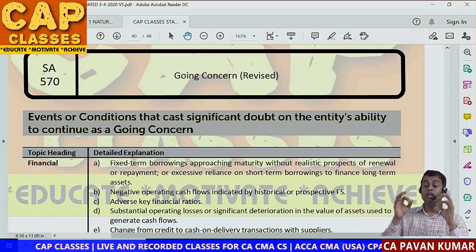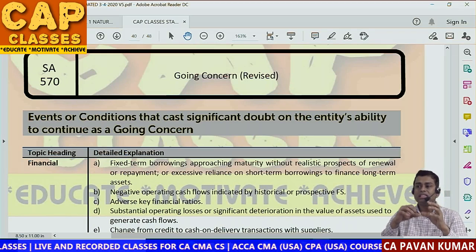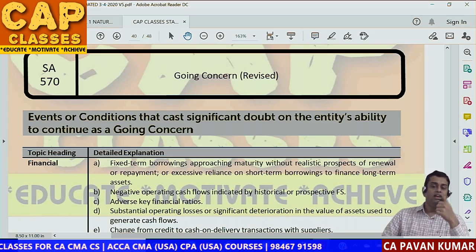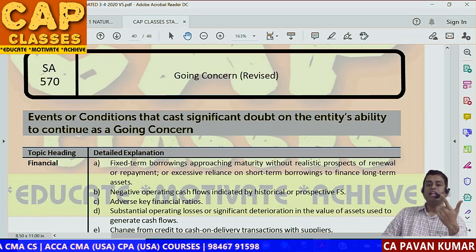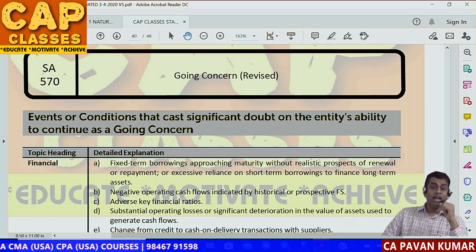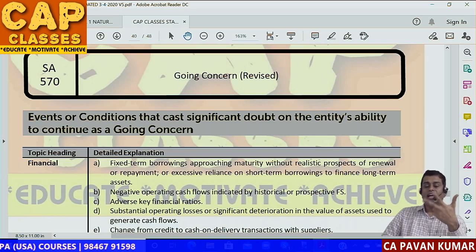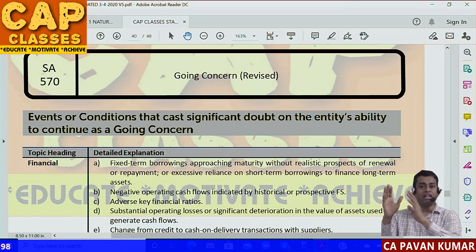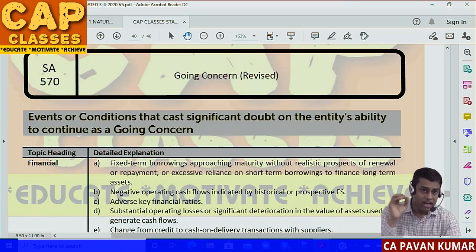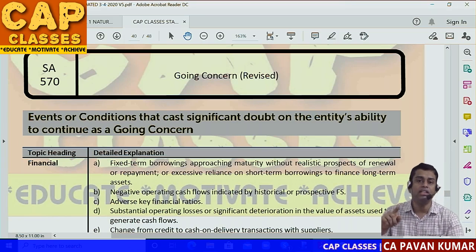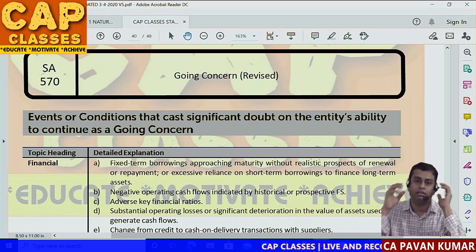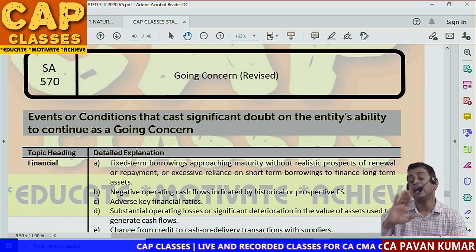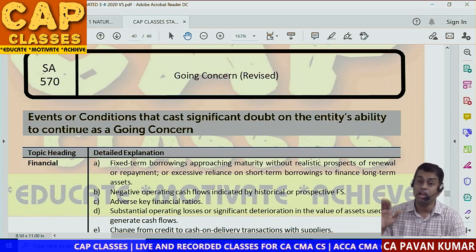The auditor should be alert to some indicators. There are three types of indicators: financial indicators, operating indicators, and other indicators. Now remember one thing: the presence of one or more indicators need not mean that going concern is affected. Though there are many indicators, still the entity may happily be a going concern. No doubt about it. It is possible.